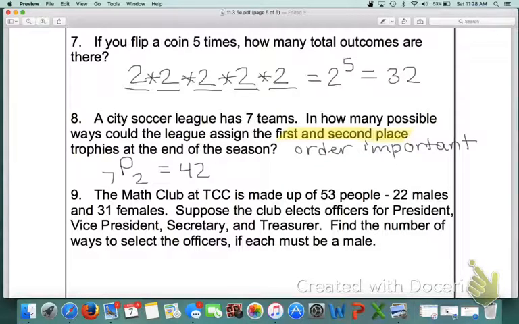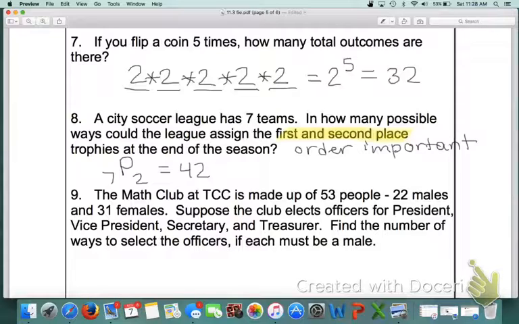Number 9 says the math club at TCC is made up of 53 people, 22 males and 31 females. Suppose the club elects officers for president, vice president, secretary, and treasurer. Find the number of ways to select the officers if each must be a male.